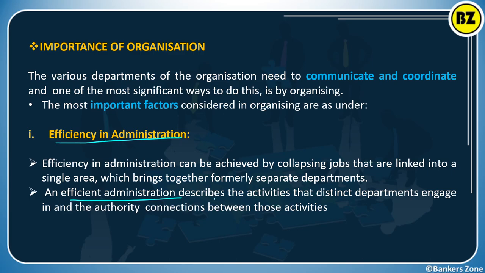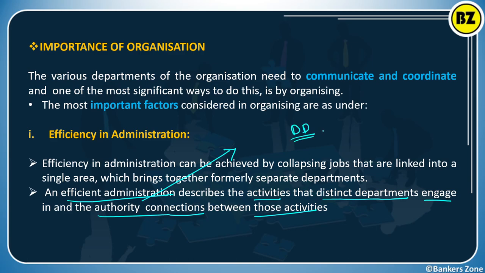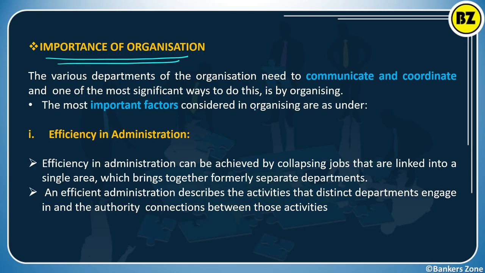An efficient administration describes the activities that distinct departments engage in and the authority connections between those activities, right? So what is efficient administration? Good administration is one where there are the activities that a distinct department engages in and the authority connections between those activities. That means there must be different activities, and different activities must have an authority, and that must have a connection, that means coordination, right? So why is organizing important? Because we can have efficient administration.